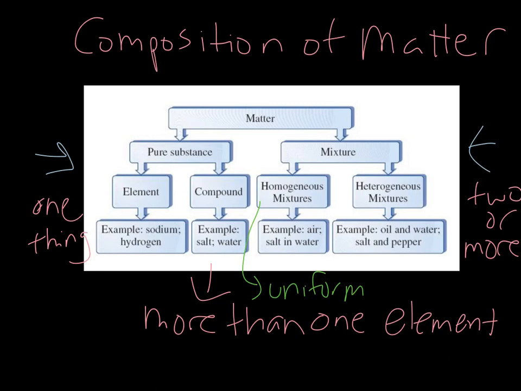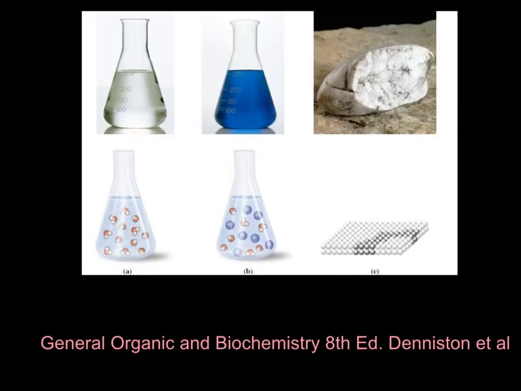You'll have two layers. Salt and pepper, we can get those more mixed up, but in the end we have black spots of pepper and then white spots of salt. So those are not combined homogeneously. So in this picture from your book, we have three different examples that we can draw on the chart on the previous slide.